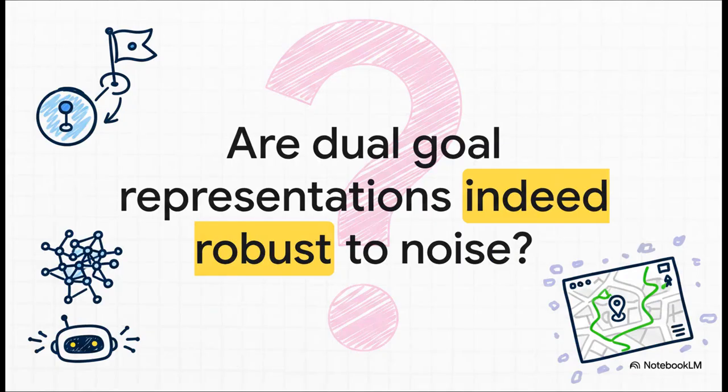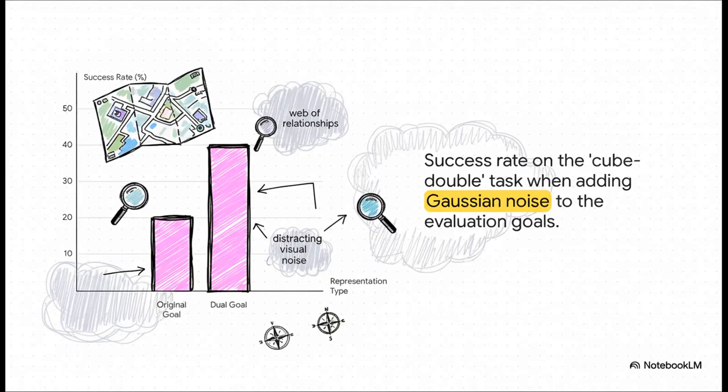Okay, it's definitely better, but what about that noise invariance superpower we talked about? Does it really hold up when you start throwing distractions at the AI? Well, they tested exactly that. They took the tasks and started adding random visual noise to the goal images, basically trying to trick the AI. And look what happens. The standard method's performance just tanks. But the dual goal method, it maintains a much, much higher success rate. It's way more robust, proving the theory was right. It really does ignore the noise.